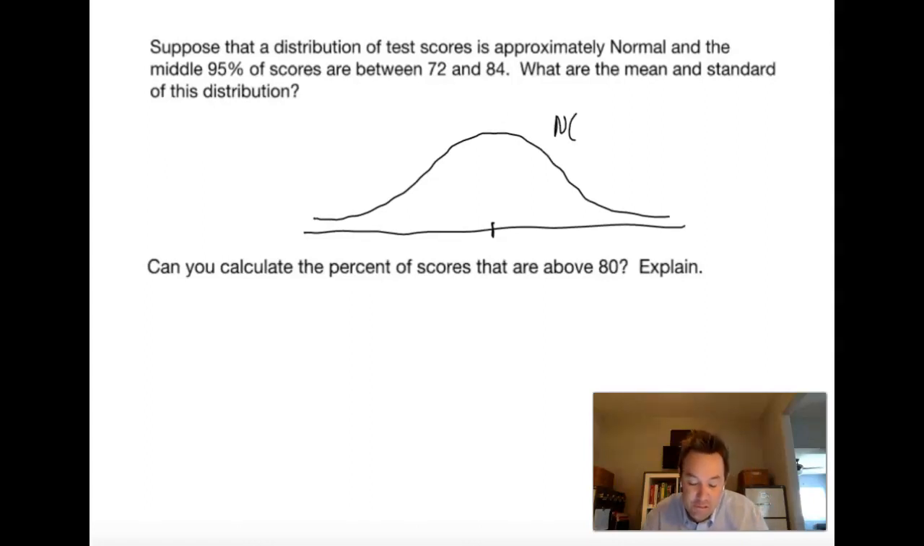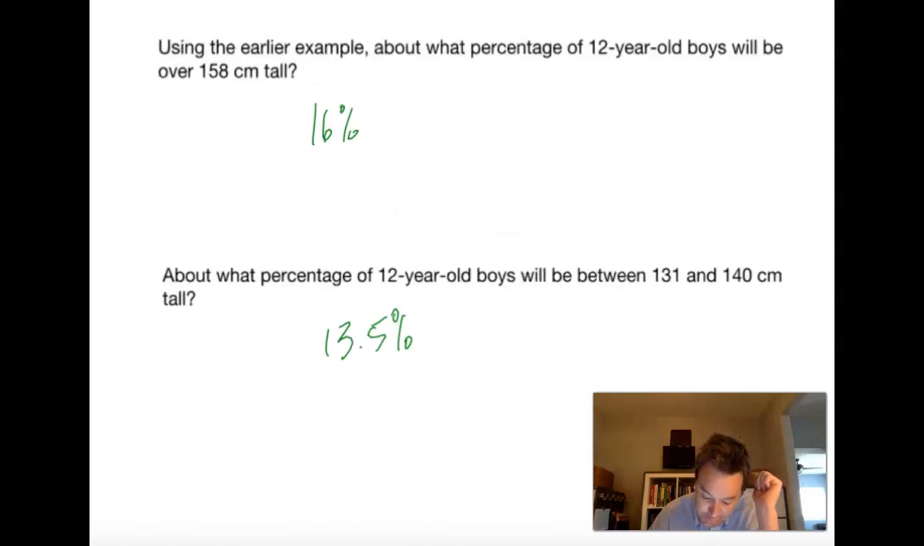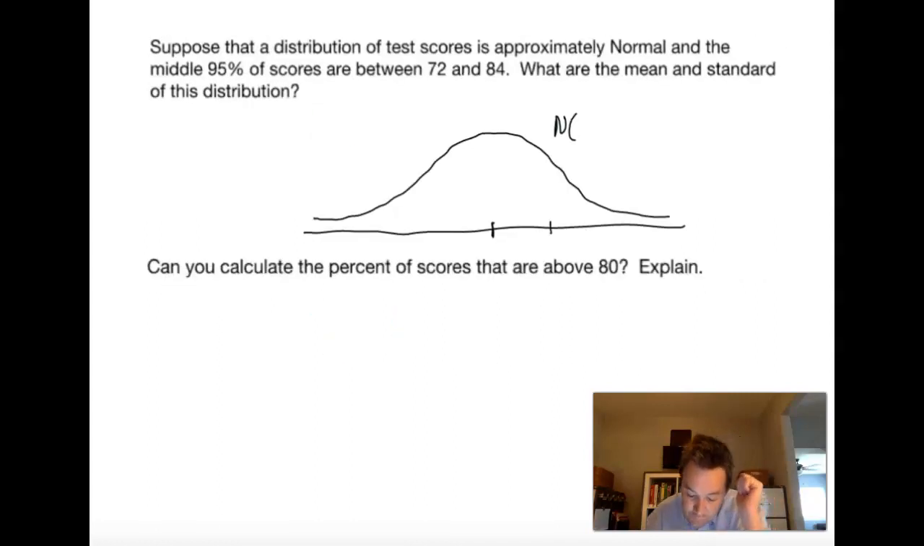But they give me 2 standard deviations away, right? Oh no, I'm sorry, they give us 95% fall between those 2 scores. And since we have that 68, 95, 99.7 rule for normal distributions, we know that those numbers they're talking about are 2 standard deviations away. So this will be 84. Then I'll eyeball this. 1, 2. This will be 72.